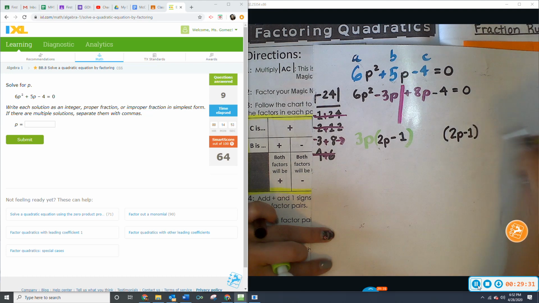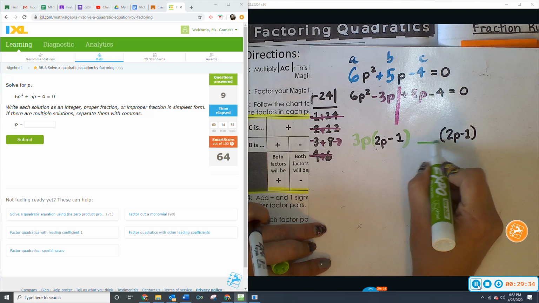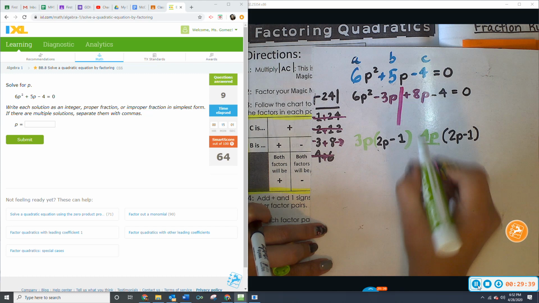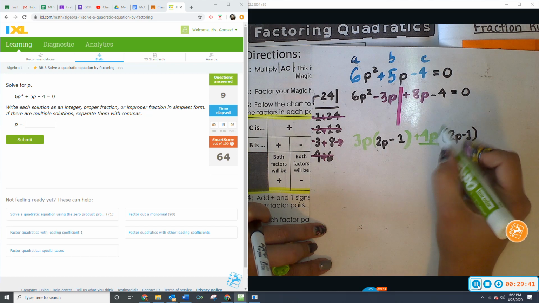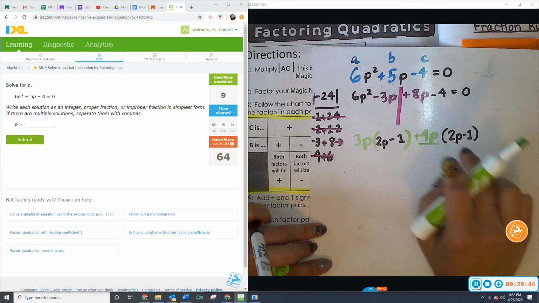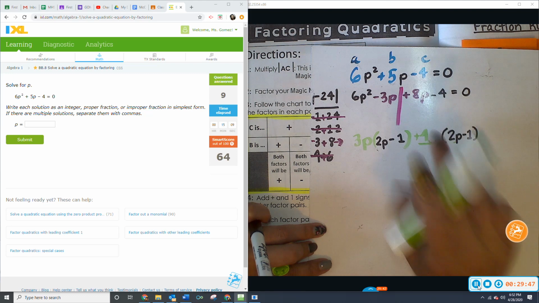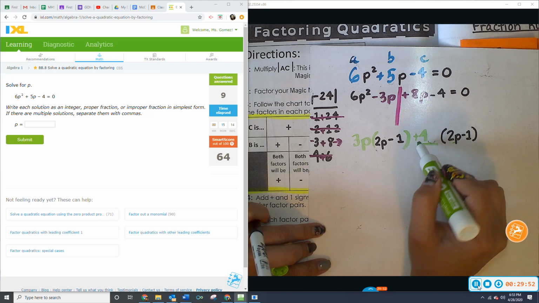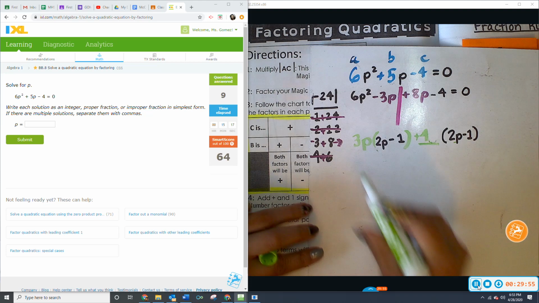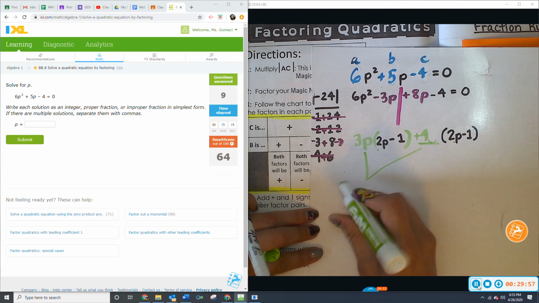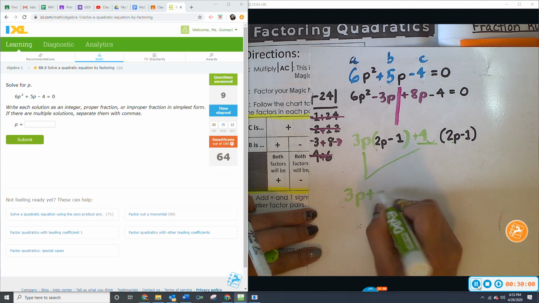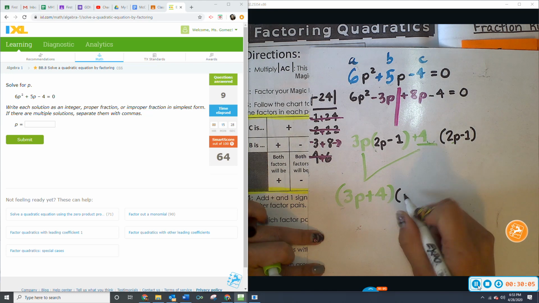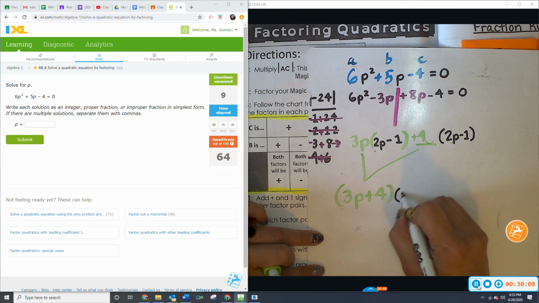So what goes in the blank here? Well, that would be a positive 4p. Positive 4 times 2p would give me positive 8p. 4 times negative 1 gets me negative 4. So these two come together, and that says 3p plus 4. Now we have the exact same thing inside of those factors, which is 2p minus 1.